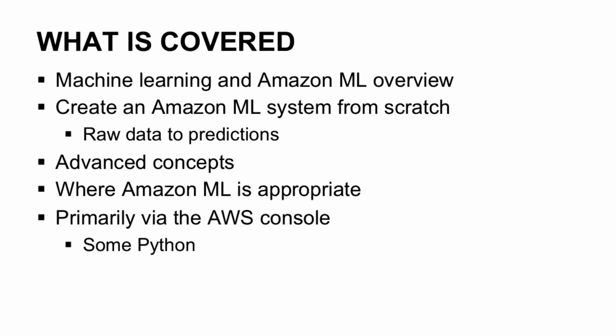We talk about machine learning, and we also give an overview of Amazon machine learning. We create an AML system from scratch. Again, we take raw data from an open source data repository, and we take that all the way through all the different entities in an AML system and make predictions against the model that we're going to build. We cover some advanced concepts around tagging and model lifecycle. We cover alternatives to AML and limits of Amazon machine learning.